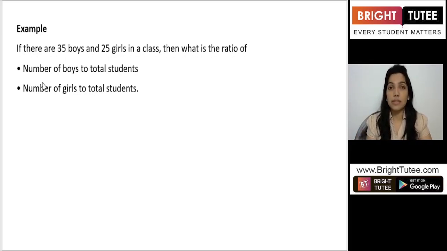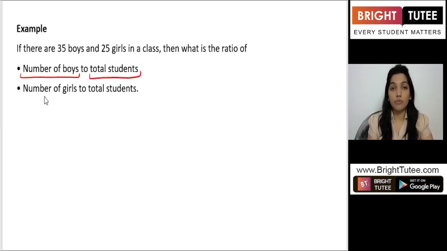Now every time you will see a question in ratios, it is always given to you as number of something to the number of some other thing. Every time you're comparing the two things. So let us start with this one.